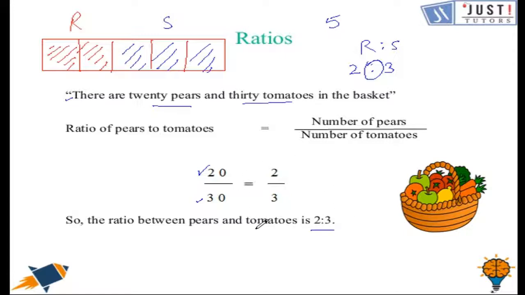While working out with the ratio, make sure about the order of the terms, which is first. The term which is first, the number or amount, quantity of that term will come first. As pears is first, so we have written pears first. If it would be tomatoes to pears, so the ratio will be 3:2. Let's try this with an example.